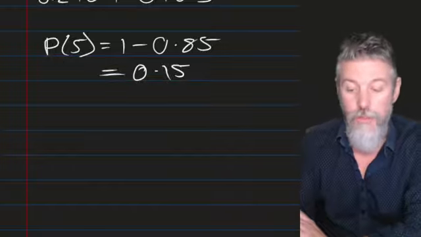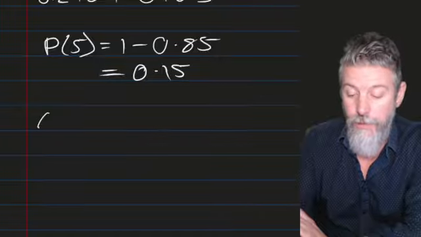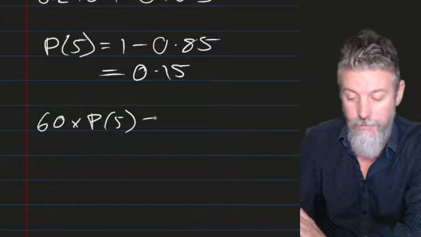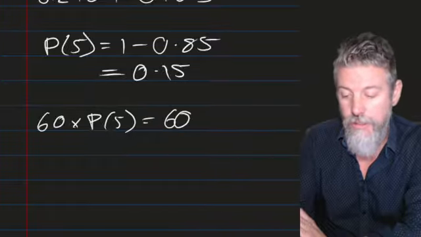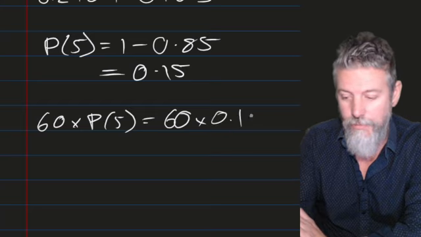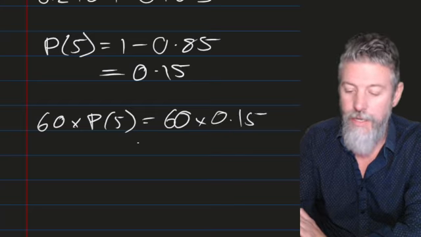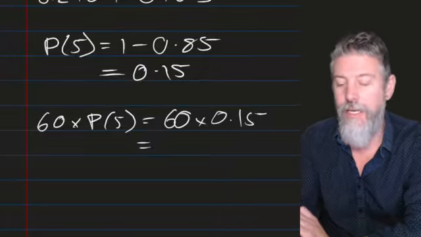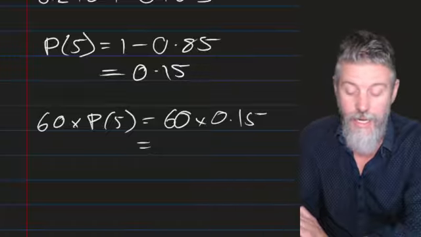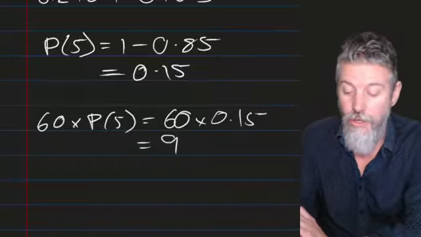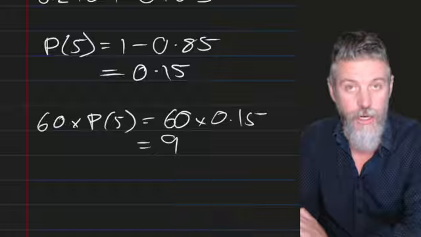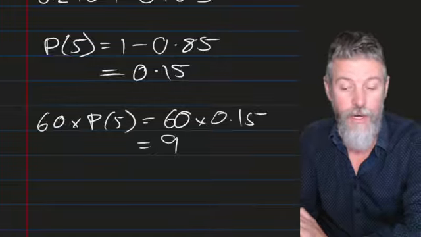So all we really need to do is take our probability of 5 and roll it 60 times. So we just multiply it. We do 60 rolls of 0.15. And 0.1 of 60 is obviously 6, a tenth of it. And half of that is 3, which we add on and we get 9. So we would expect that if we rolled this dice 60 times, we would get 9 5s.